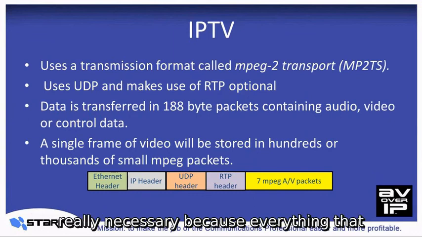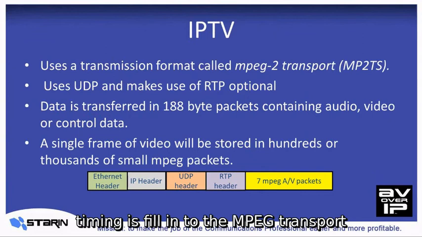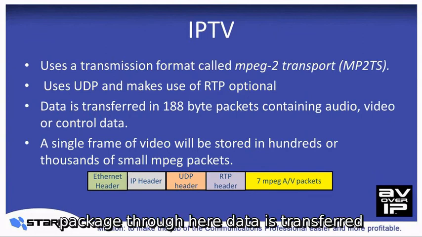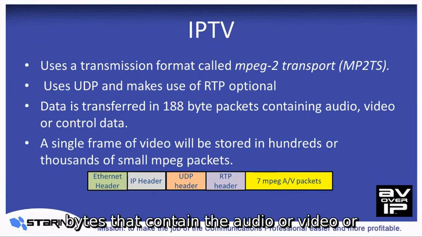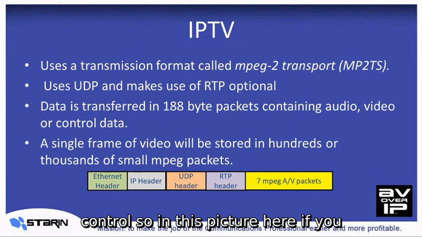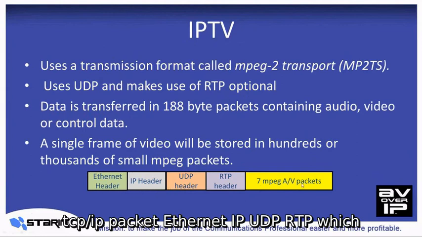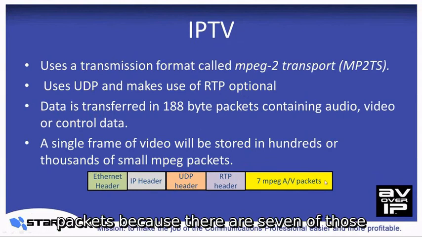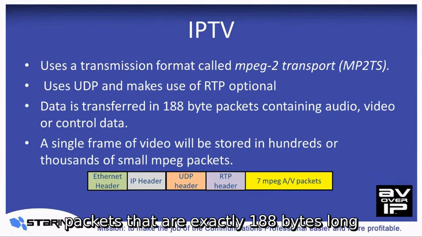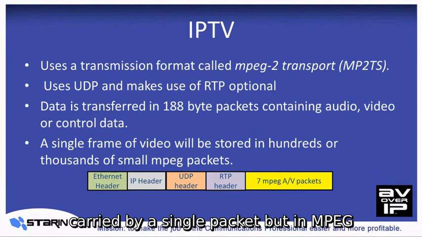The RTP is not really necessary because everything that you need to do the sequencing and the timing is built into the MPEG Transport packets. Data is transferred in blocks of 188 bytes that contain the audio or the video or control. So in this picture here, if you look down here, we've got a standard TCP/IP packet: Ethernet, IP, UDP, RTP, which is optional, and 7 little 188 byte packets. Because there are 7 of those packets that are exactly 188 bytes long, we know exactly how many bytes can be carried by a single packet.